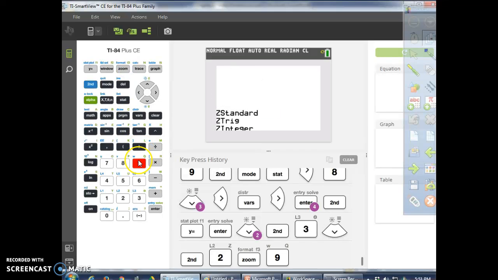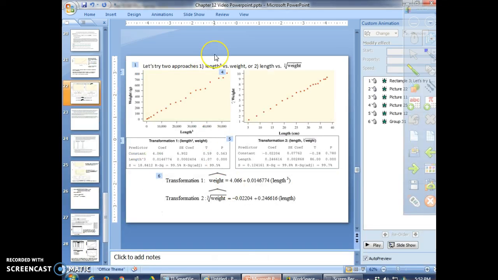And I've already run the regression, so the line is going to be graphed right on top of that. So it looks really good. So I want you to do the same thing for the other transformation as well. And let's go back and document all that.